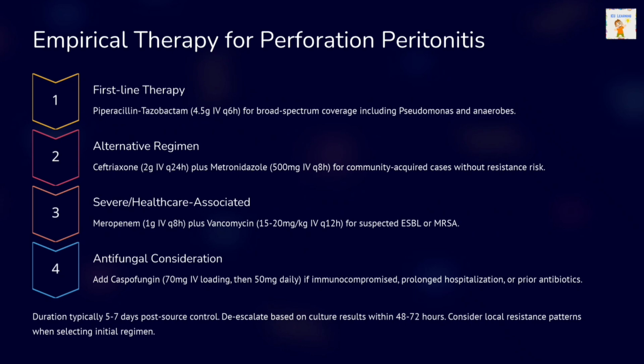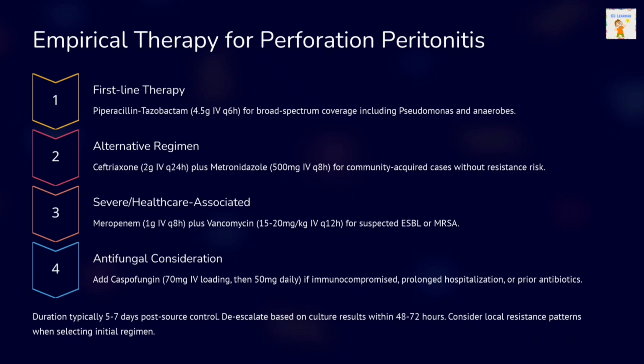So let's see what are the empirical therapies for perforation peritonitis. First line therapy would be at least piperacillin-tazobactam for broad spectrum coverage, including Pseudomonas, and we can add metronidazole here. As an alternative, we can give ceftriaxone plus metronidazole for community acquired cases without risk factors of resistance. However, for patients who presented with shock or who had some risk factor, probably we would start meropenem plus vancomycin or teicoplanin because we want to cover suspected ESBLs or MRSAs.